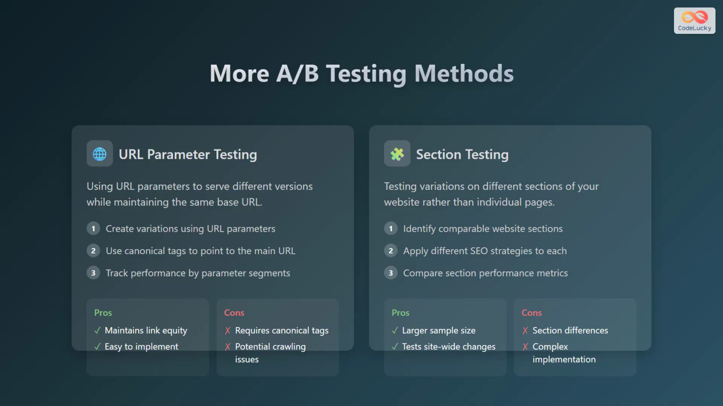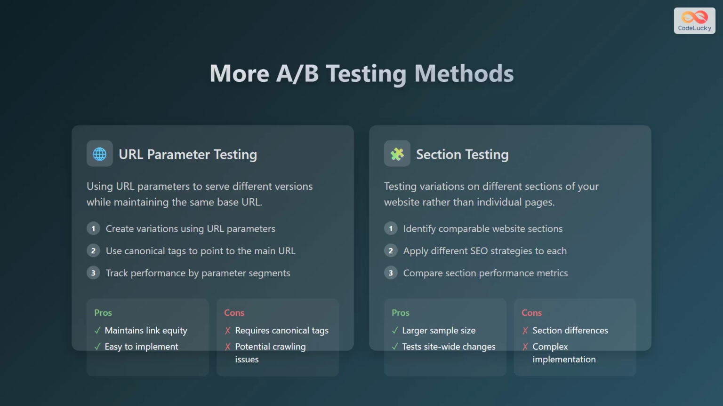Let's discuss more A/B testing methods. First, URL parameter testing. This involves using URL parameters to serve different versions of a page while maintaining the same base URL. First, you'll create variations using URL parameters. Then, use canonical tags to point to the main URL and track performance by parameter segments. URL parameter testing helps maintain link equity and is easy to implement. The downside is that it requires the use of canonical tags and can potentially lead to crawling issues.